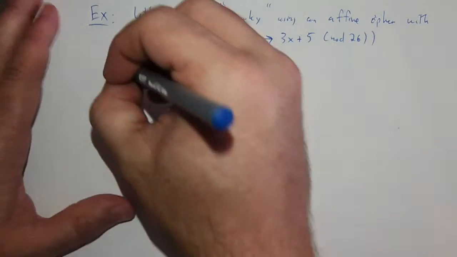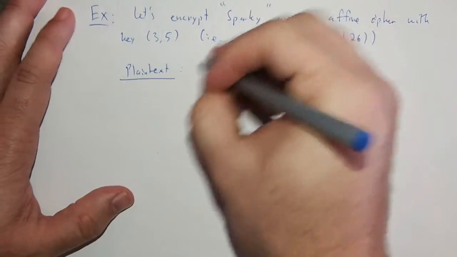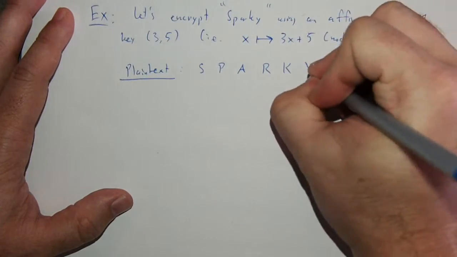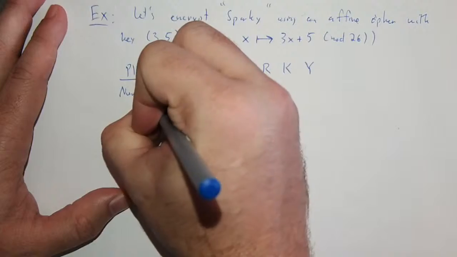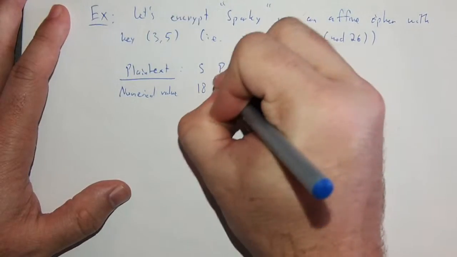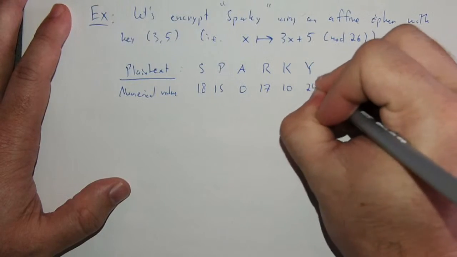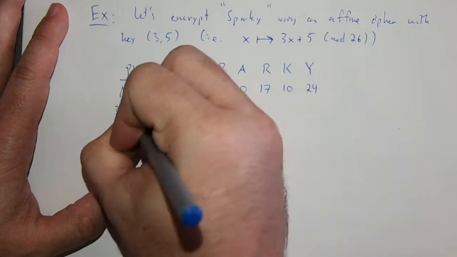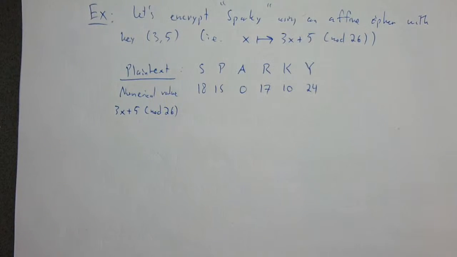All right. So again, our plain text is Sparky, S-P-A-R-K-Y. The numerical value is the same as before, so it's 18, 15, 0, 17, 10, 24. And then I want to compute these things: 3x plus 5 mod 26.